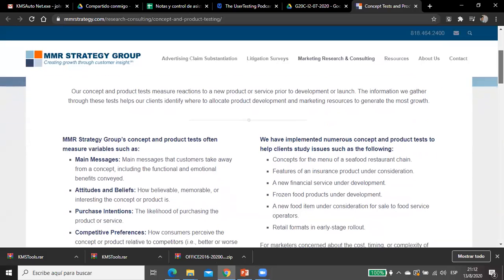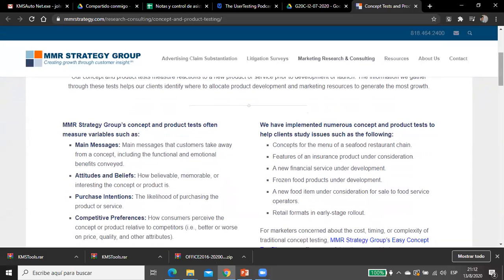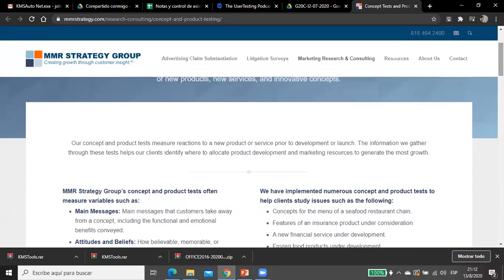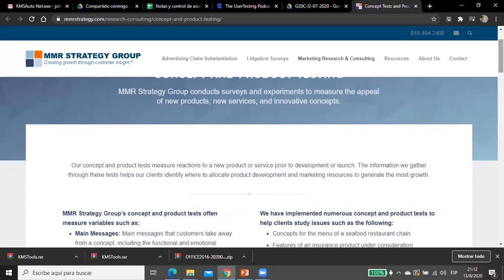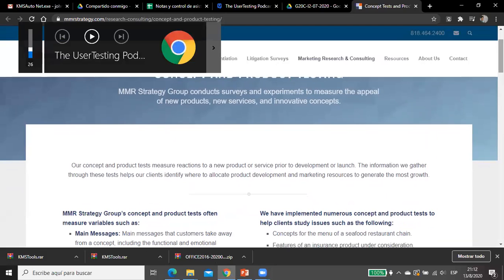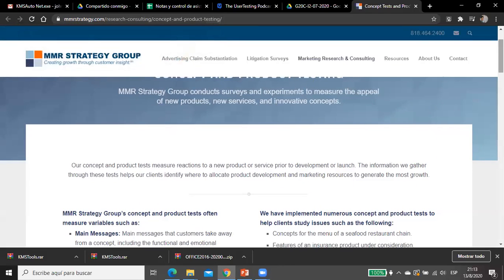All right, very good. So look at this. All right, let's first read the heading. Let me ask Maria. Maria, can you read this, please? Okay, our concept and product test measure reaction to a new product or service prior to development and or launch. The information we got through this test help our clients identify where to allocate product development and marketing research to generate the most growth.